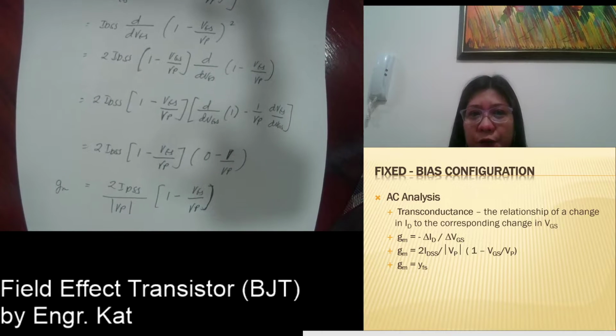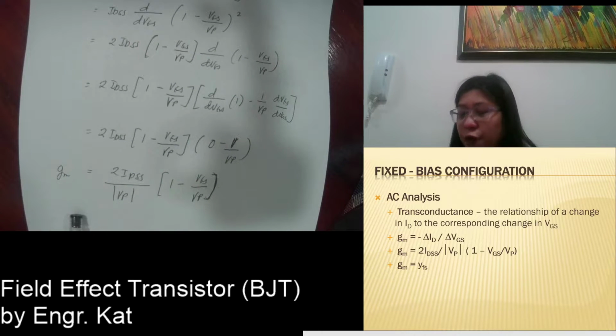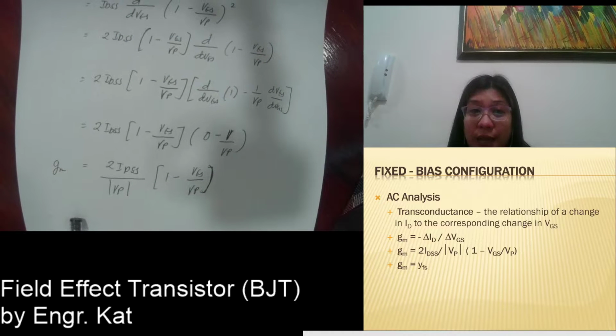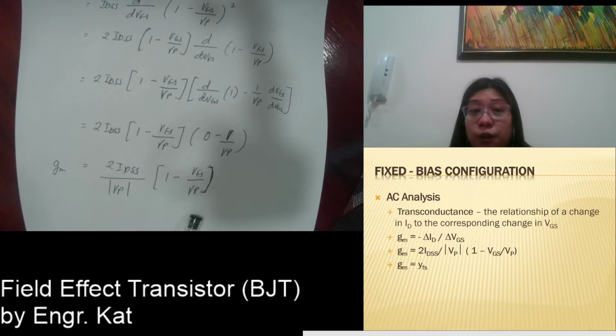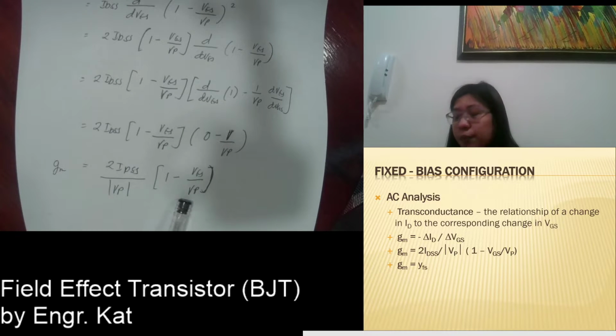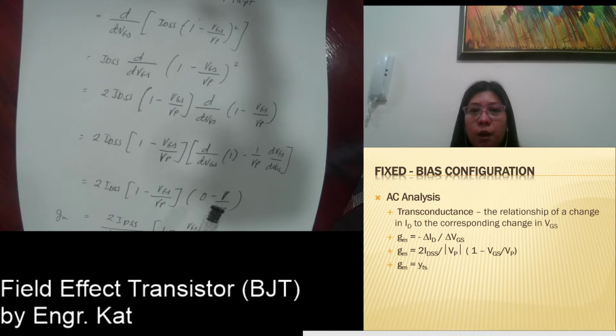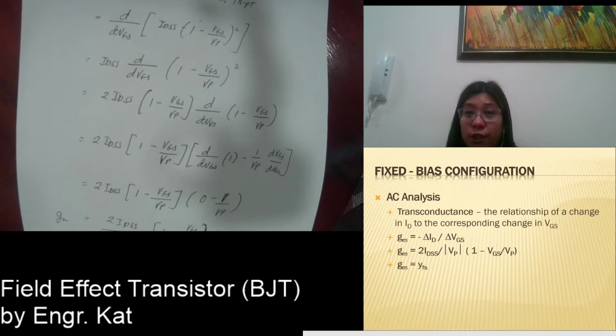So simplifying further, we have here your formula for your transconductance, which is 2 IDSS all over VP multiplied by 1 minus VGS all over VP. Your IDSS is given based on your device, and your VP is given based on your device. So the only thing that we will be needing from your DC analysis is your VGS. Once you know that, we can easily solve for transconductance.